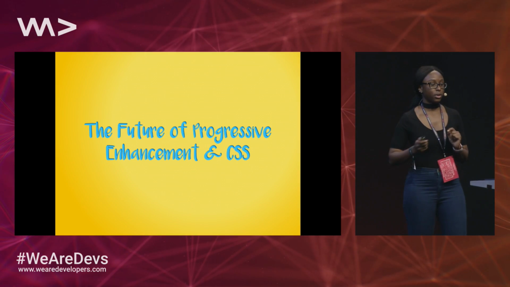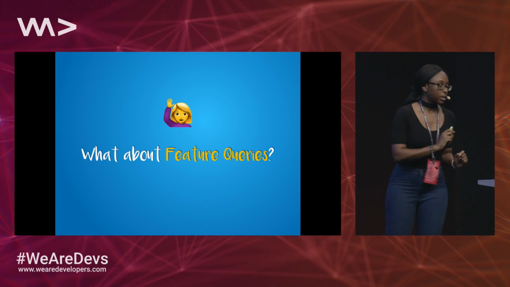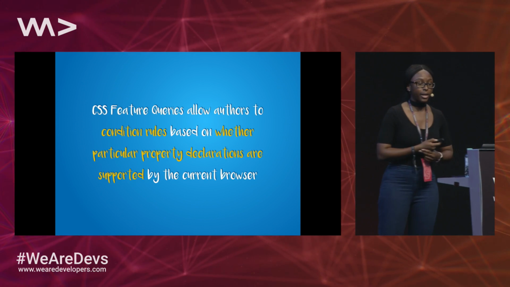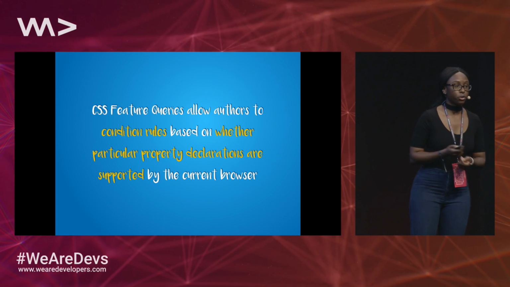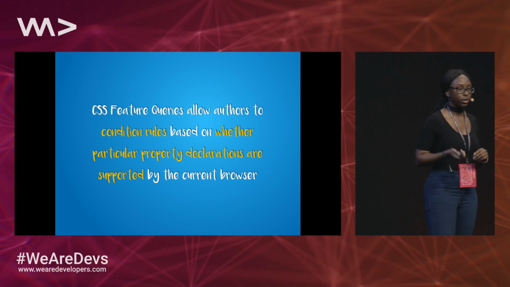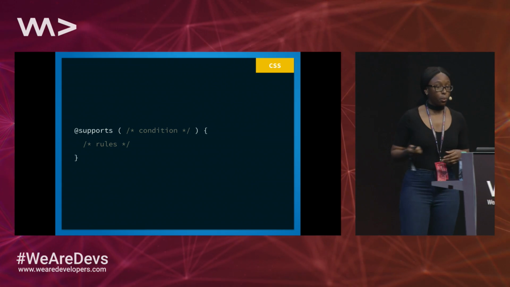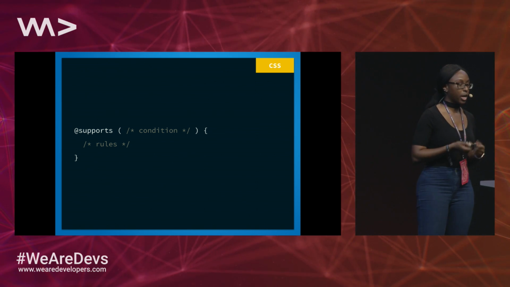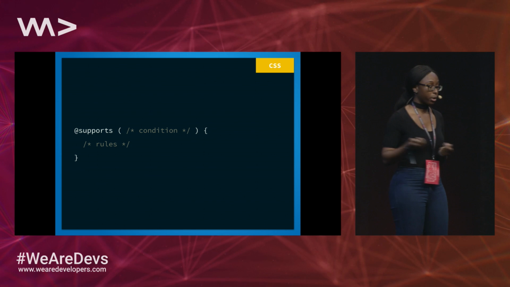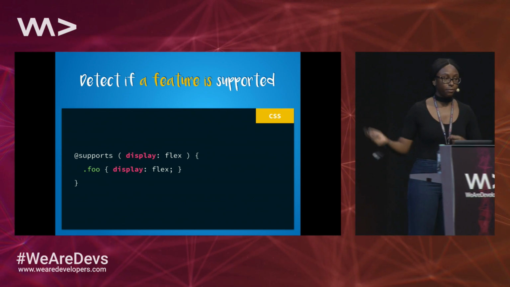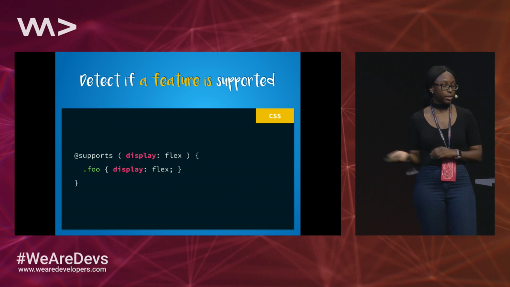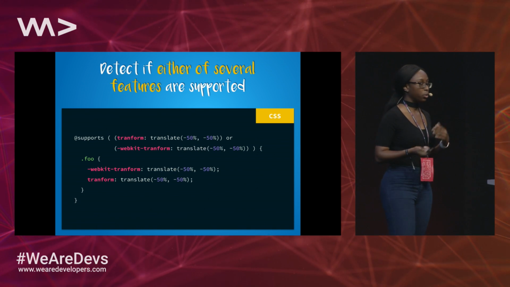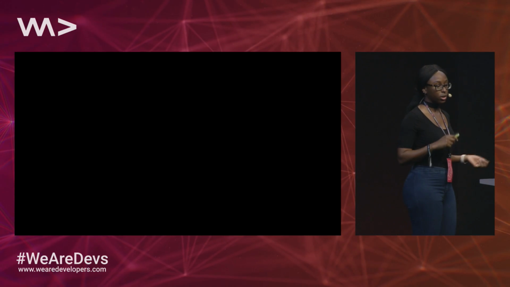My time is almost up, so I'm just going to speed through a bit. But I'm sure you're asking, because you might already know, what about feature queries? And these allow us to do what we could do in JavaScript by saying, oh, if service worker in navigator, then do this. The way it works is using the supports tag, which works like media queries. So you can detect if a feature is supported. You can say if display flex is supported, then apply it. It can also work in other ways. We can chain things, we can do either or, we can even detect if it's not.